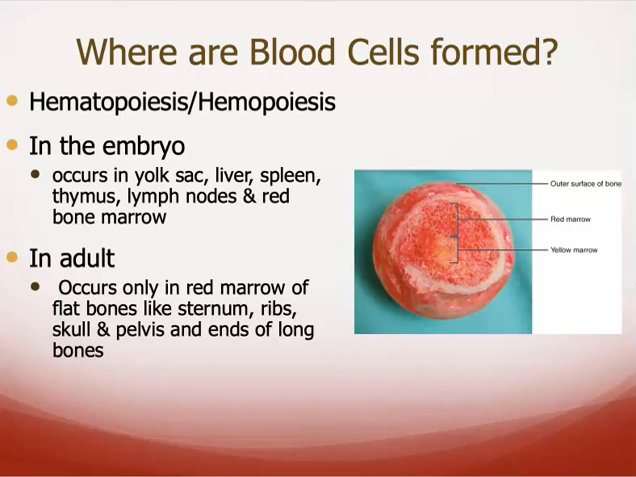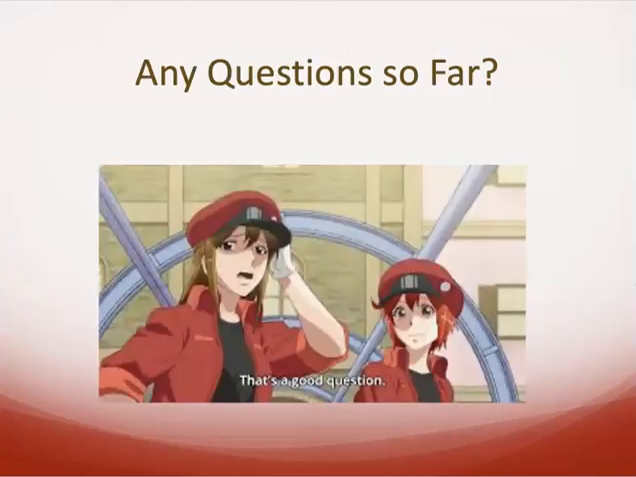Now, as adults, we continue to produce red blood cells and white blood cells, but in the adult, it's occurring only in the red bone marrow of our flat bones like the sternum, ribs, skull, pelvis, and the end of long bones. So, important to keep in mind. All right, hopefully all of that makes sense.